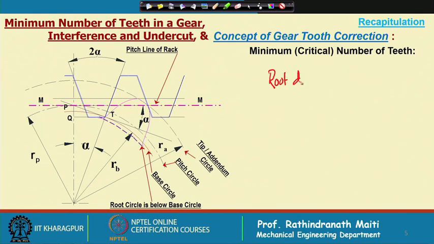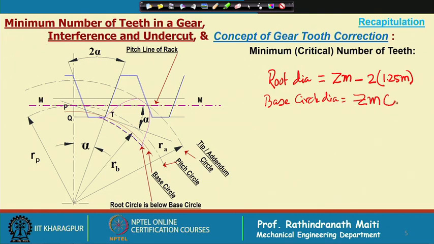root dia is equal to z into module minus twice into 1.25 into module, okay, and the base circle dia is z into module into cos of the pressure angle, in this case cos alpha.